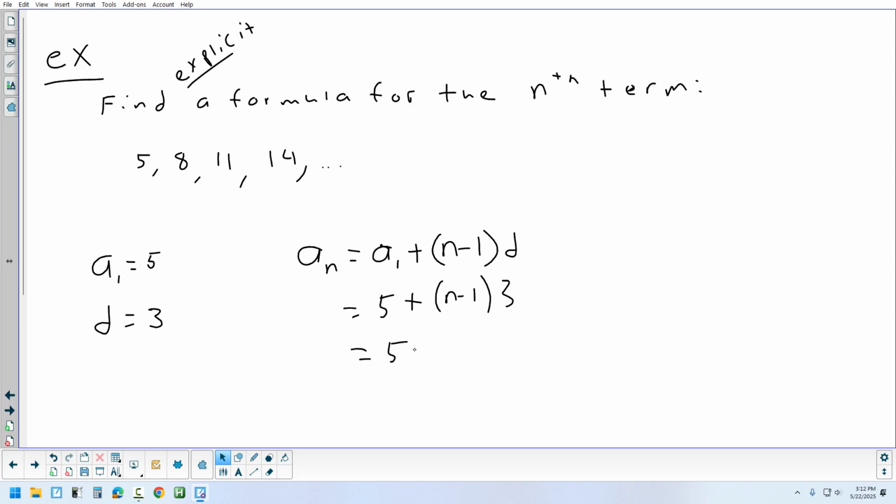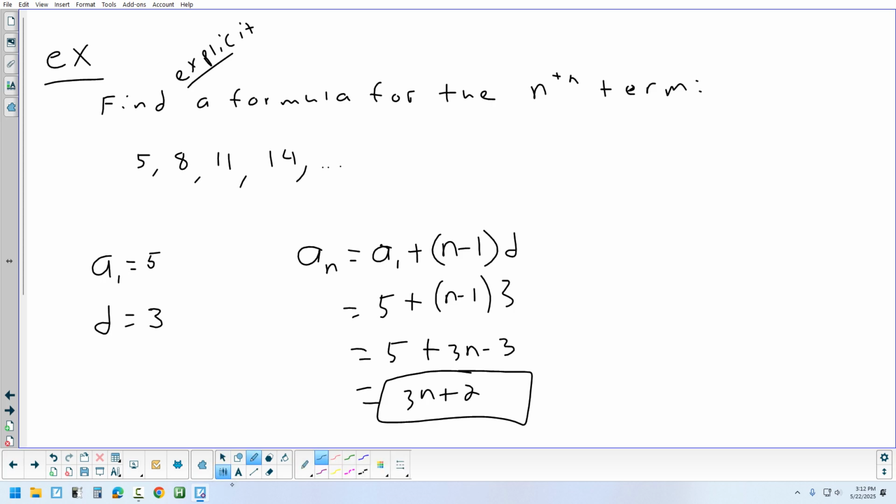What do I get when I distribute out my 3? 3n minus 3. And combine all your like terms. And what will that give us for a final answer? Yeah, 3n plus 2. And we can check it. This was the first term, second term, third, and fourth. If we plug in the position, it should give us the value. So if we plug in 4, 3 times 4 is 12. 12 plus 2, 14. Perfect. Okay, so that is the formula we were looking for.